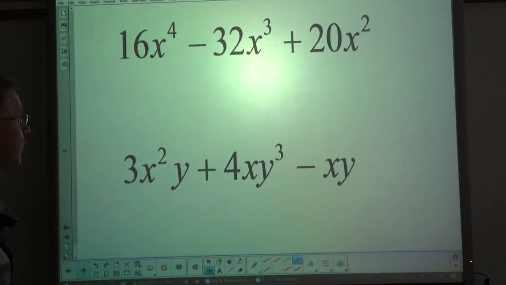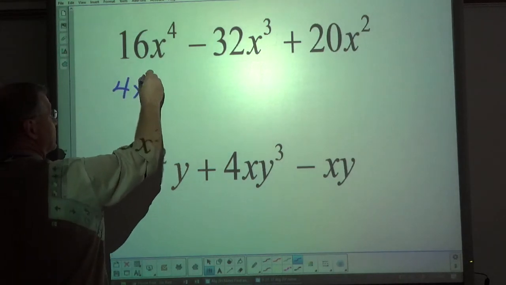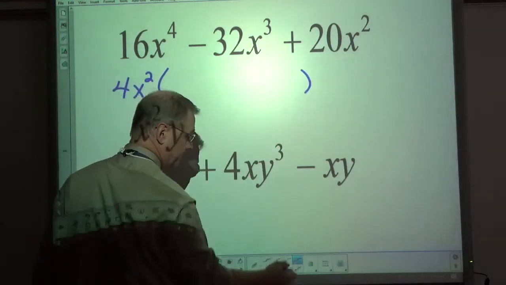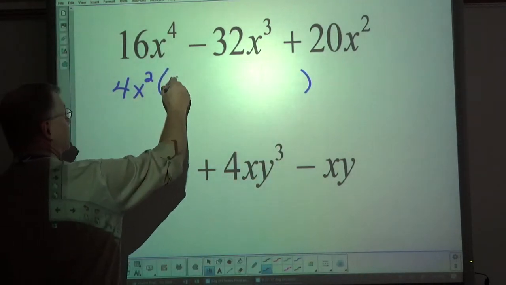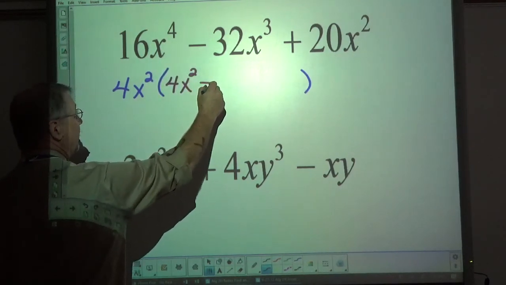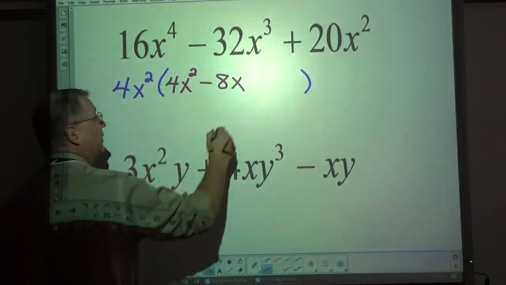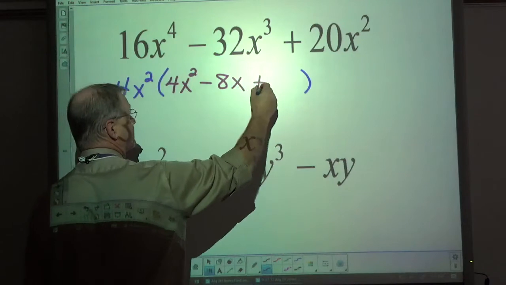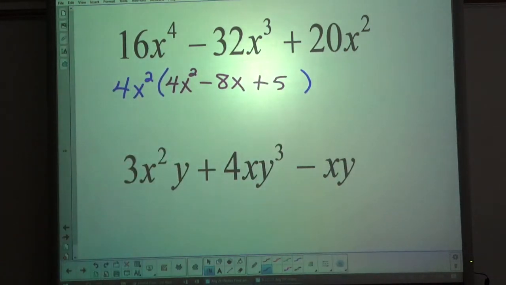Let's see, 16, 32, and 20. Well, I definitely know 4 goes into that, and x, smallest exponent, 2. I do my dividing. 4 goes into 16 4 times. X to the 4 minus 2 is 2. Negative 8x to the first plus 4 goes into 20 5 times, x squared, they cancel out the x's. So there's not going to be an x there.